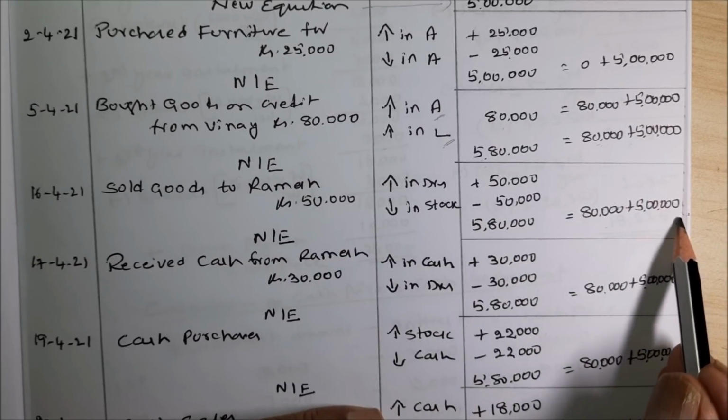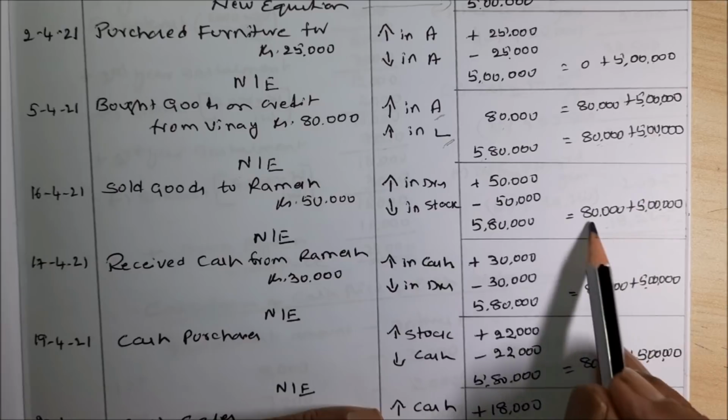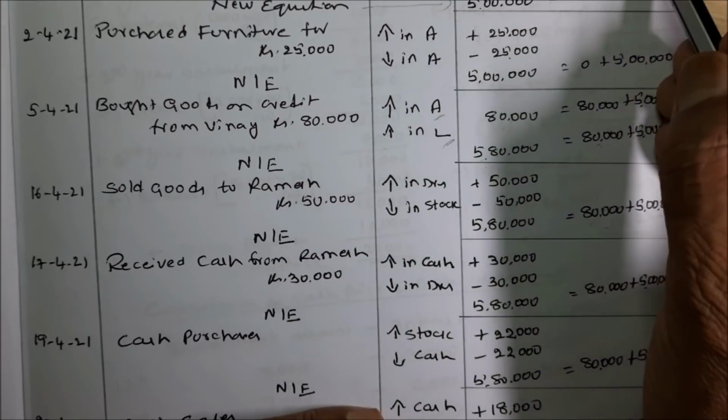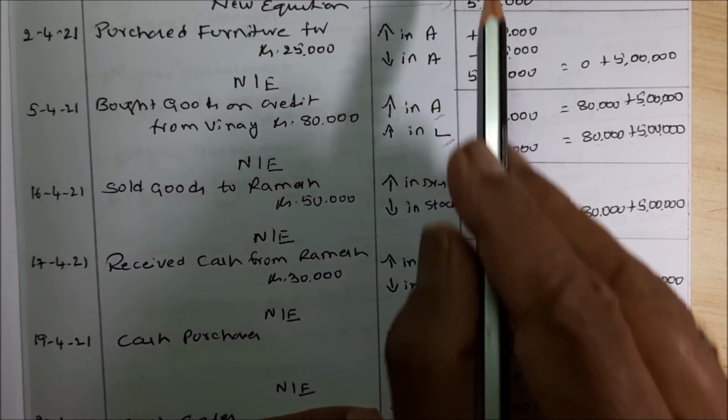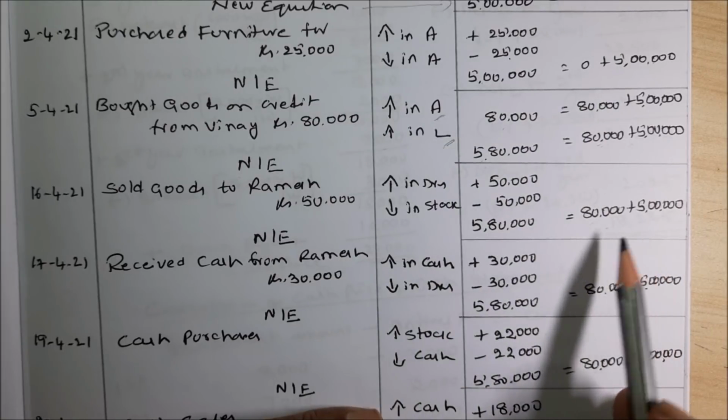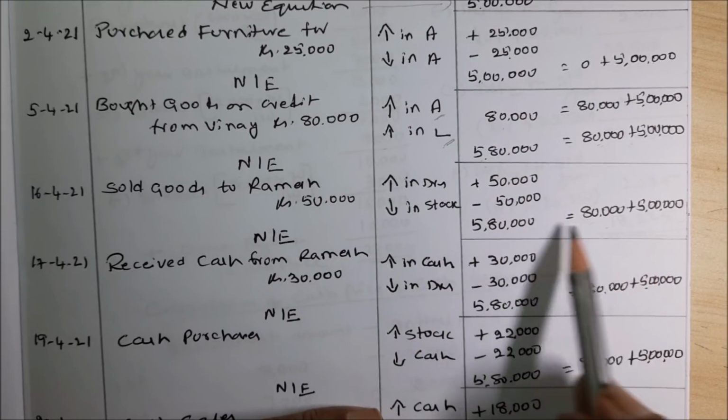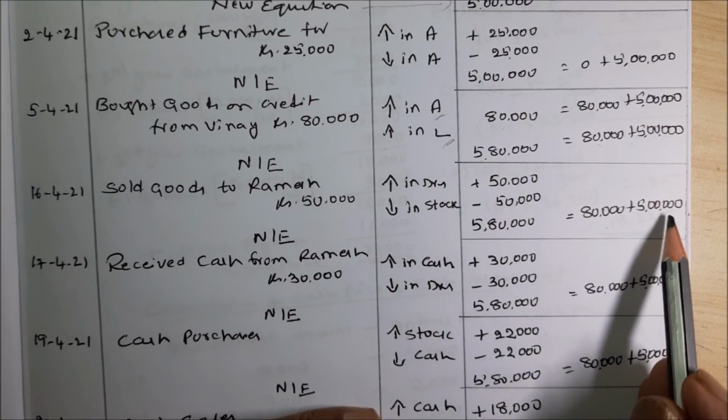Then 80 plus 5 lakh. I have written this separately. Why? Because you have shown liability plus capital. Always you say that asset is equal to liability plus capital. So the new equation is 5 lakh 80 is equal to 80 plus 5 lakh.